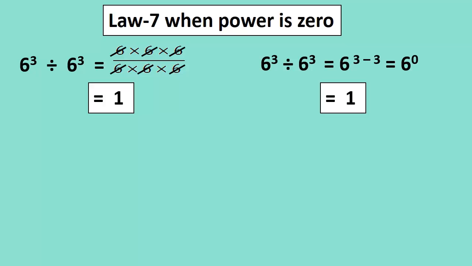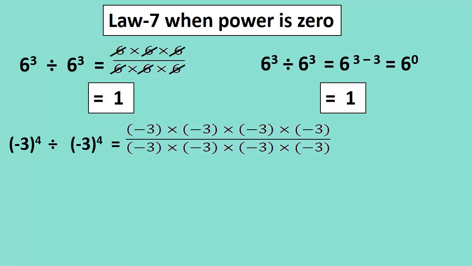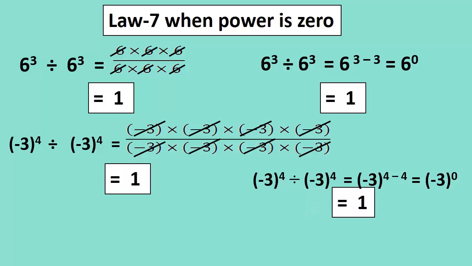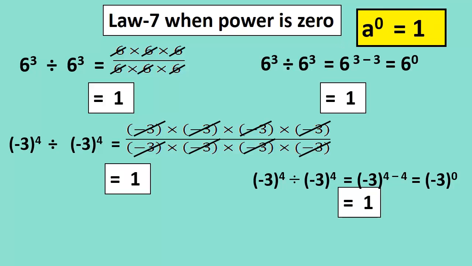That means I can write 6 raised to 0 is equal to 1. Second example, let's divide. So, by dividing, we'll get answer 1. Now, apply the indices rule. 4 minus 4 is 0. So, minus 3 raised to 0 is also 1. So, we can generalize that anything raised to 0, the answer will be 1.